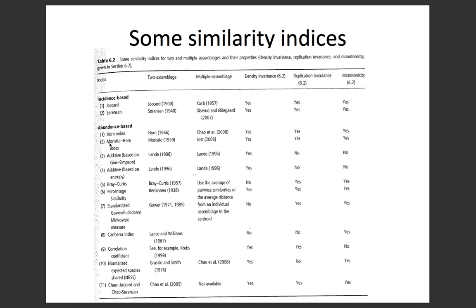And there are a whole bunch of similarity indices that we can use. This is only a small example. This is the example from table 6.2 in the chapter you were assigned to read. But there's also a paper by Koleff that you can find in the betadiver function, if you want to find it listed in the vegan package. And it lists 24 dissimilarity indices in there.